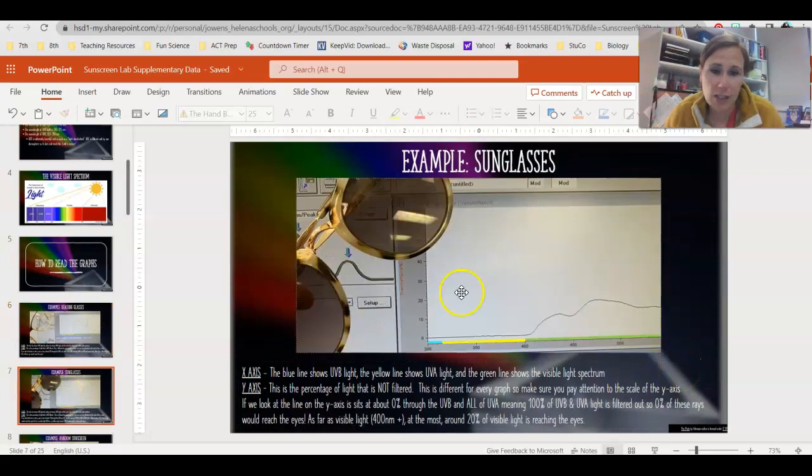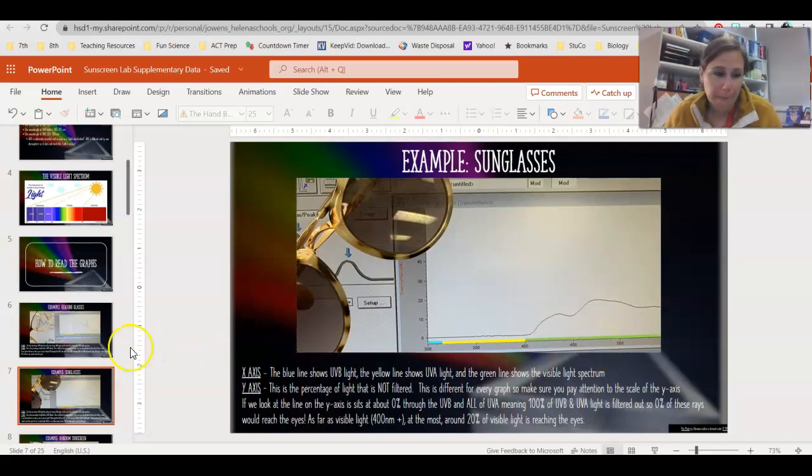Here's a pair of sunglasses just to give you a reference. Again, about 100% of UVB and all of UVA are filtered out. Obviously the purpose of sunglasses is to dim the light coming into your eyes. Our y-axis is a little different here, going by 10s, 20s, 30s. It's filtering out almost 80% of the visible light, so only 20% of visible light is hitting your eyes, which is desirable for sunglasses.